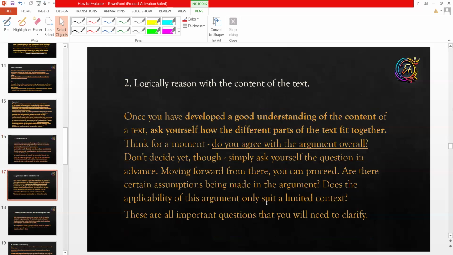Okay, logically reason with the content of the text. Obviously, there may be some point where you disagree. It's not necessary that you agree with the whole text. So develop a good understanding of the content of the text. Ask yourself how the different parts of the text fit together. Obviously, it's not necessary that you agree with the argument overall. Okay, you must have your own arguments.